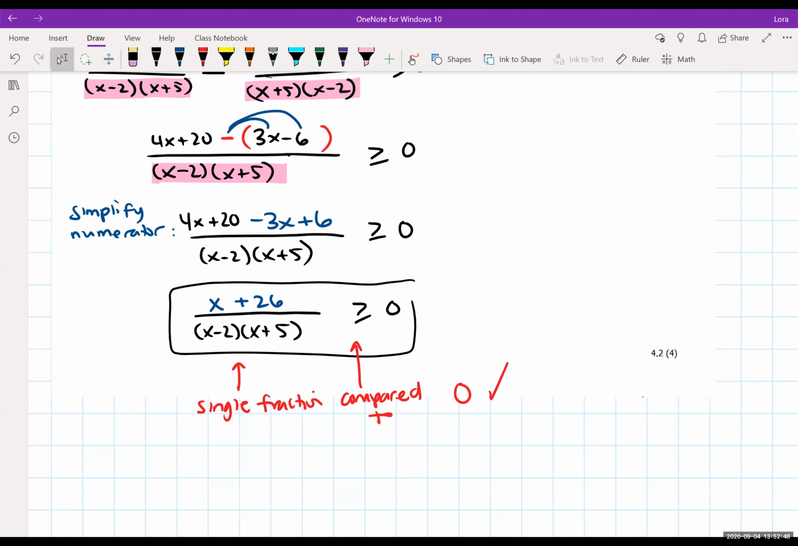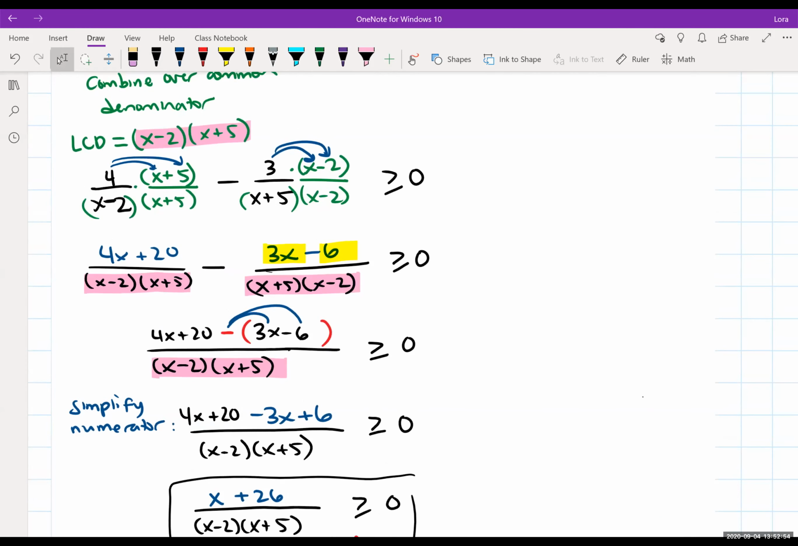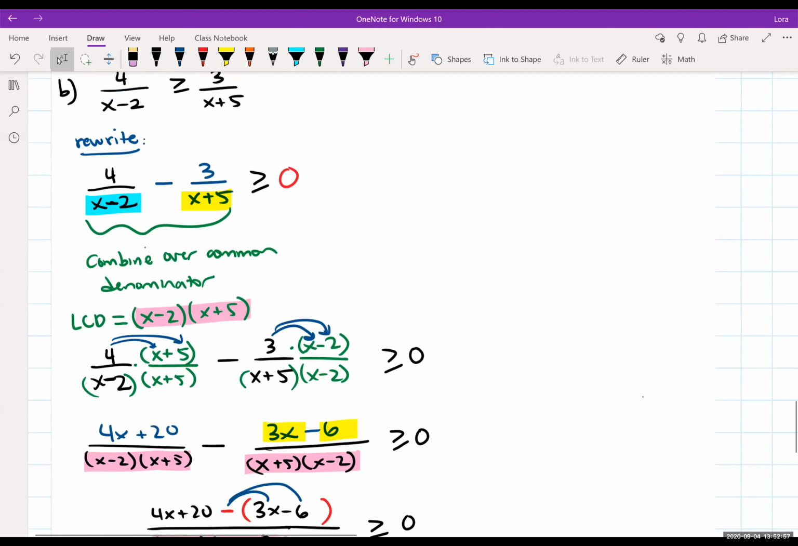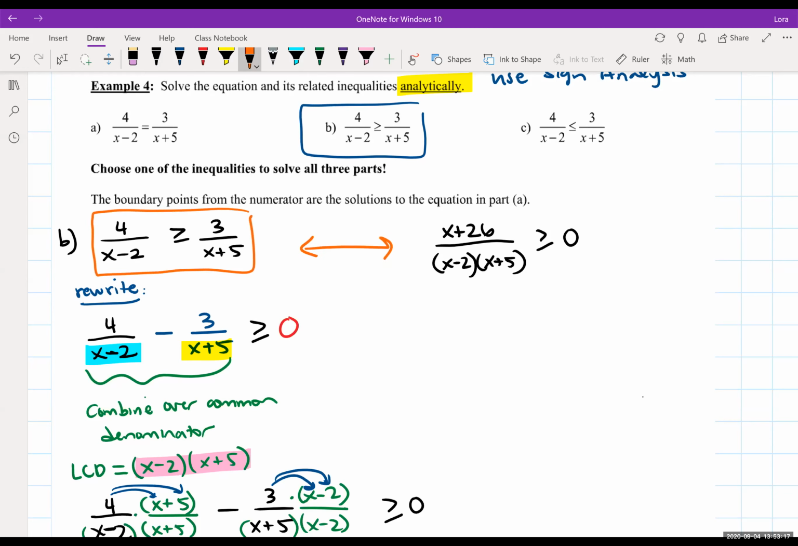So we're going to repeat the sign analysis method from chapter 3 and even the previous examples we've done. Let me write this over again at the top. So we have the inequality: x plus 26 over x minus 2 times x plus 5 greater than or equal to 0. So a little bit of algebra tells us that our original inequality is equivalent to this inequality that's compared to 0. So I will do the same thing. First thing I want to understand is who are my boundary points.